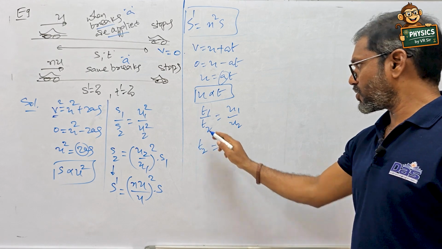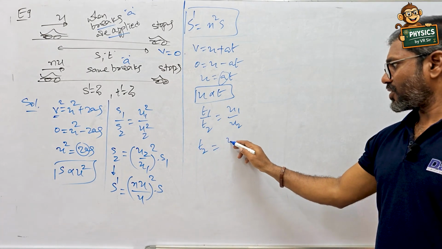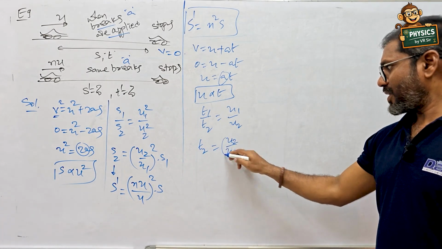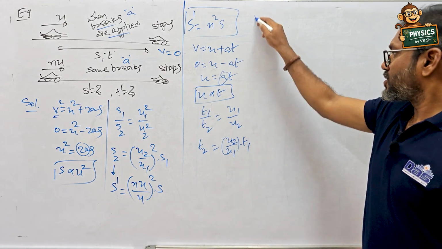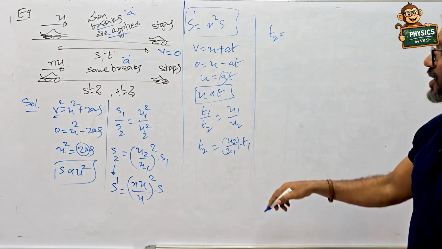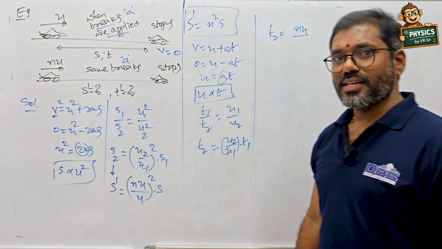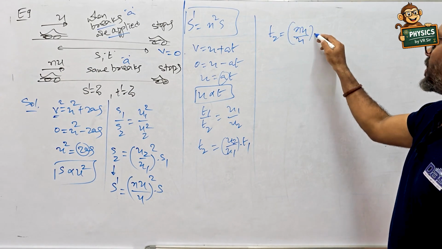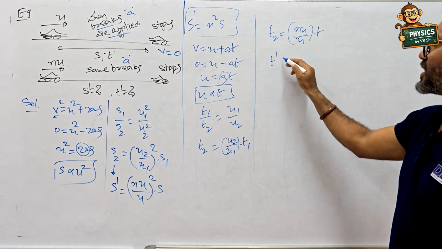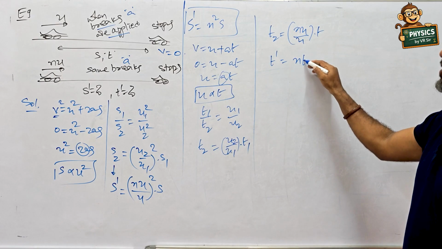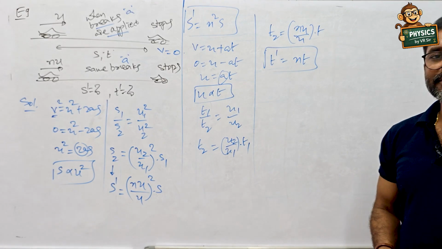So t2 we want to write. t2 is nothing but, by cross multiplication, u2 by u1 into t1. So now t2 is nothing but, with u2 being nu in the second case's initial velocity, nu upon u into t. So t dash is nothing but n into t. n into t. Is it clear?